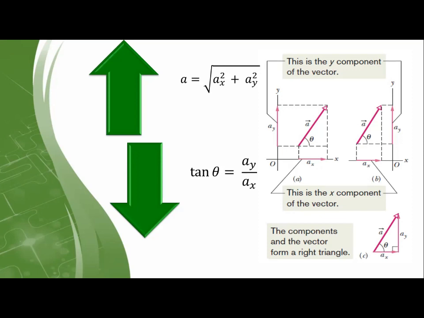If we know a vector in component notation Ax and Ay and want it in magnitude-angle notation A and theta, we can use the equations A equals the square root of Ax squared plus Ay squared, and tangent of theta equals Ay over Ax.